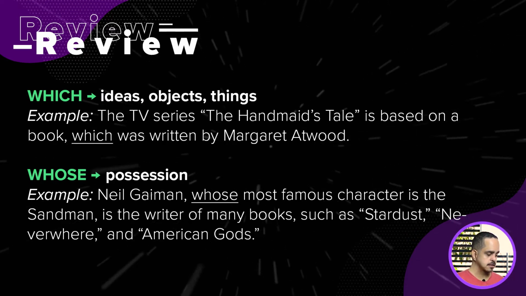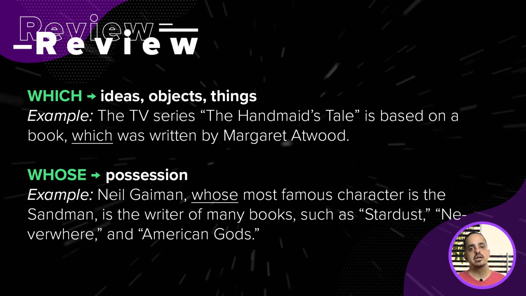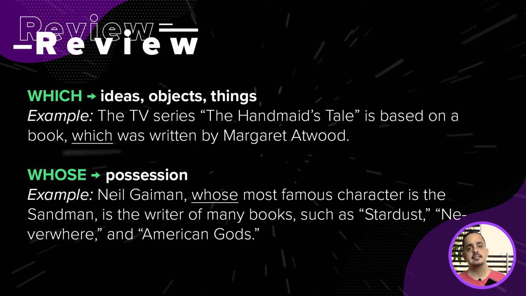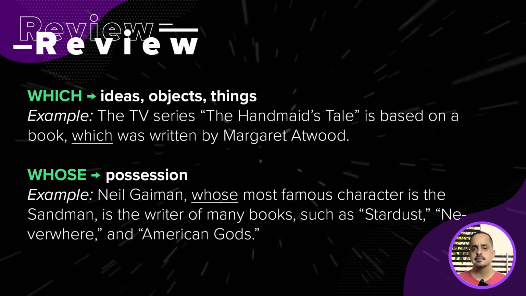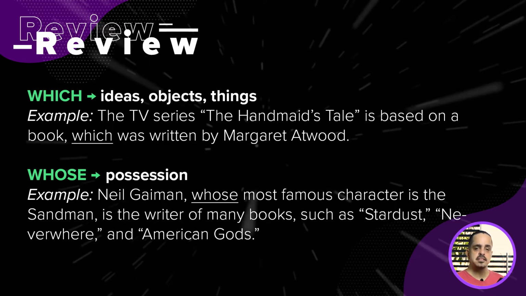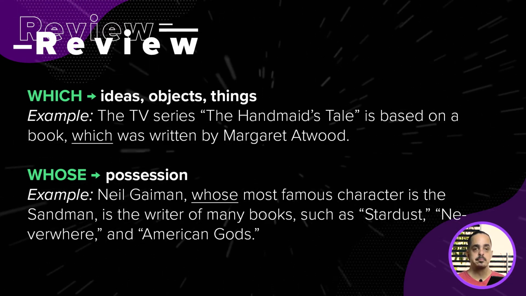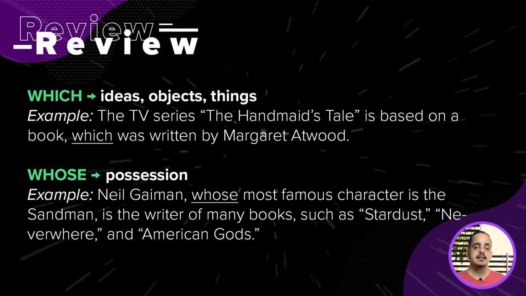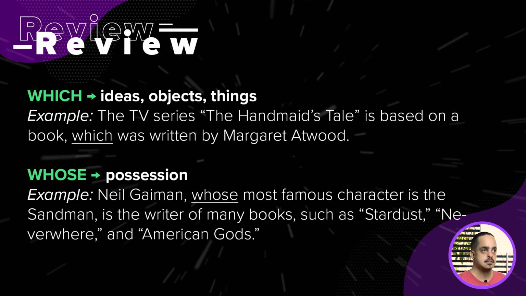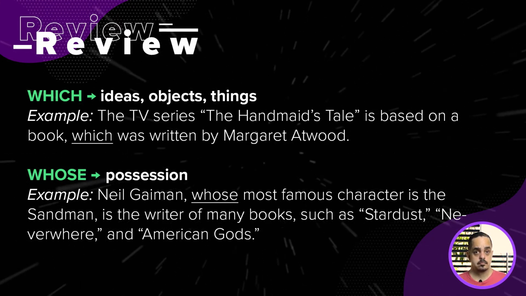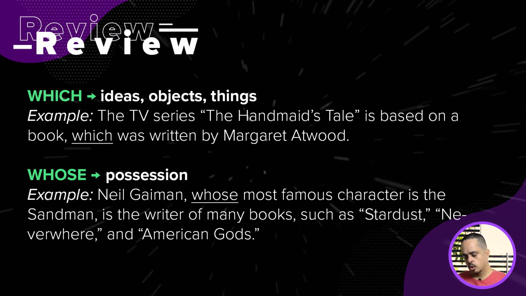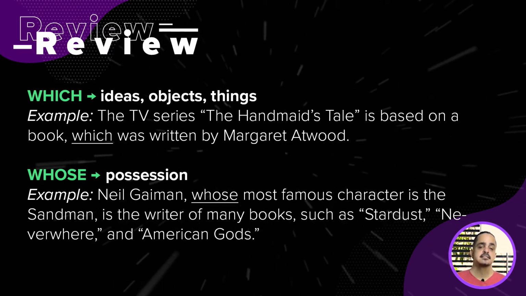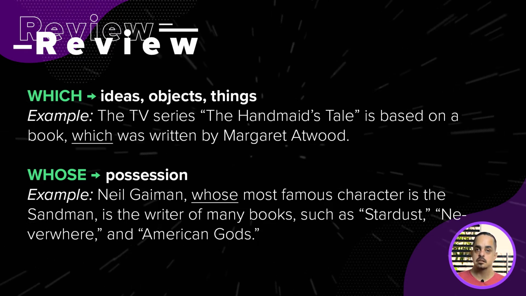The second relative pronoun we're going to talk about is which. Which is used when I want to connect ideas, when I want to mention a sentence about ideas, objects, things, etc. So, for example, the TV series The Handmaid's Tale is based on a book which was written by Margaret Atwood. Another relative pronoun that I can use is whose, which is used to talk about possession. For example, Neil Gaiman, whose most famous character is the Sandman, is the writer of many other books, such as Stardust, Neverwhere, and American Gods.